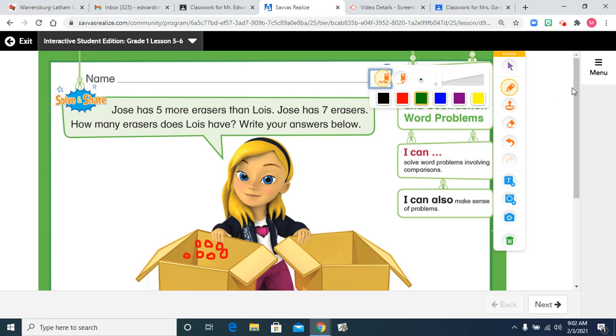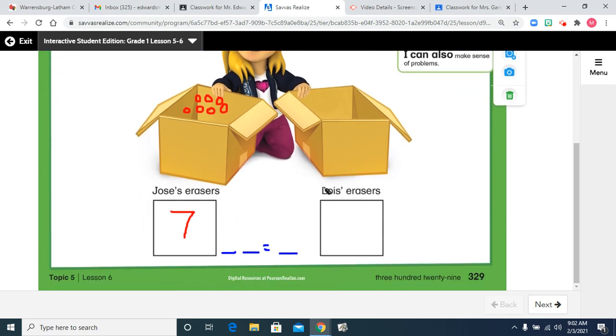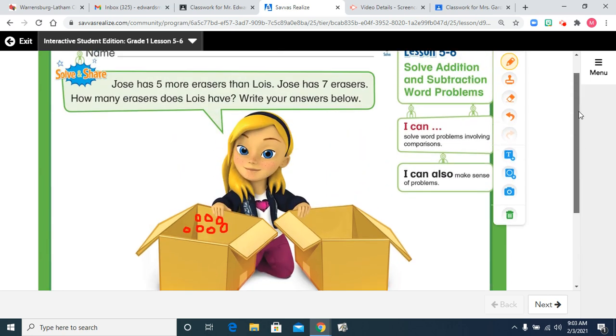Okay. So we know that Josie has 7 erasers, and that's more than what Lois has. So that will be our sum because we're going to add. All right. Now the story problem says that Josie has 5 more. So plus 5 equals the 7 that Josie has. Now we're going to have to figure out what this missing number is in this first blank, and that'll be how many erasers Lois has.